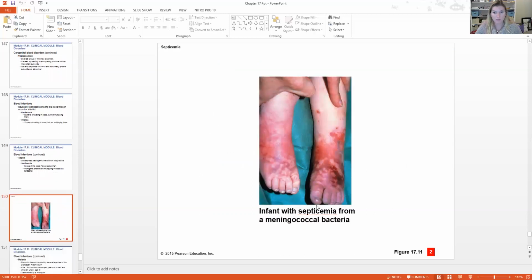So this is a picture of an infant with septicemia from a meningococcal bacteria. So the meningococcal bacteria lives in the central nervous system, but if it gets into the blood, it can go septic and spread throughout the body.